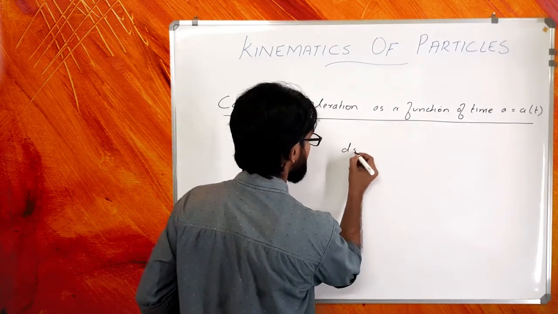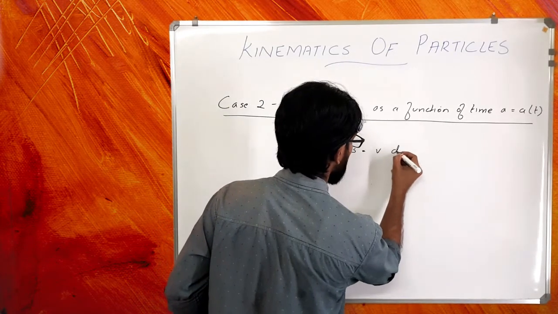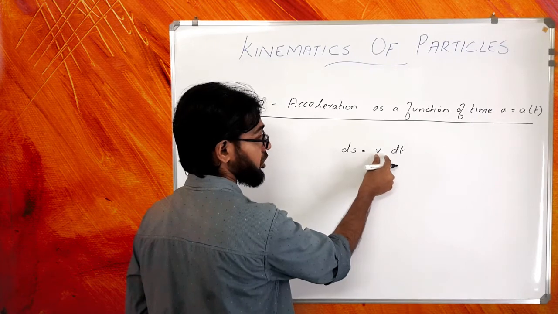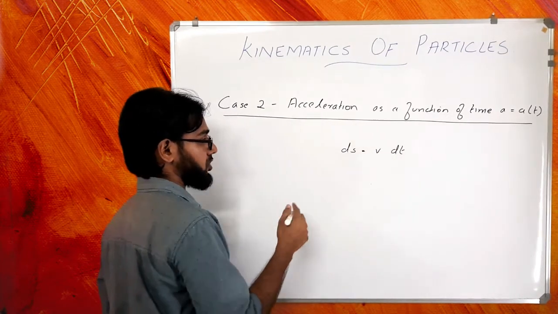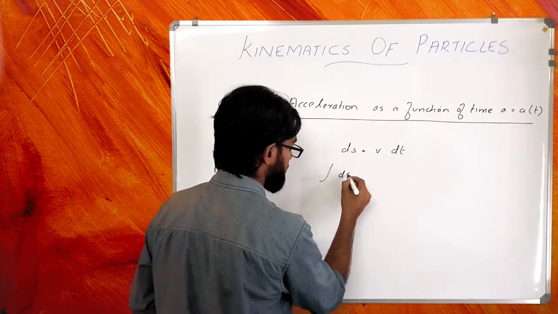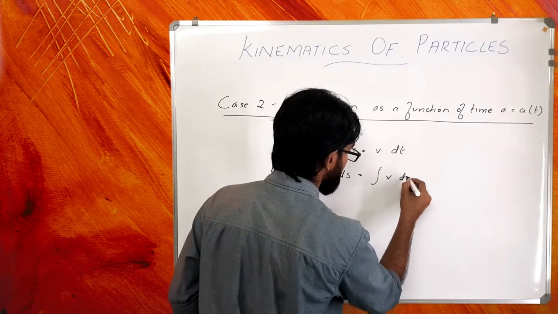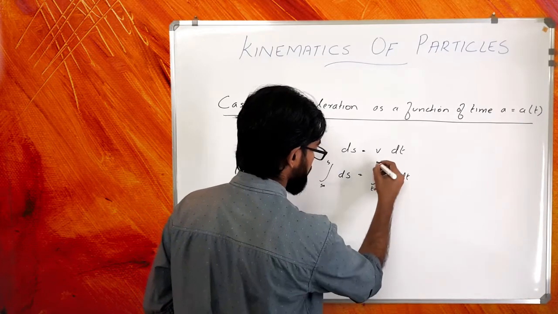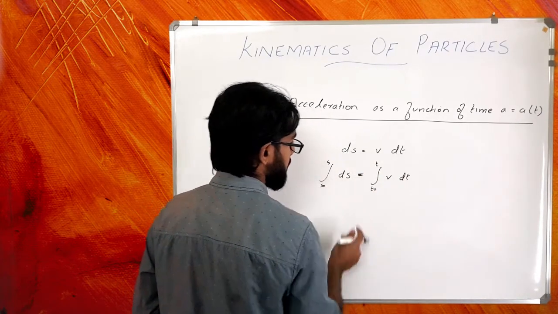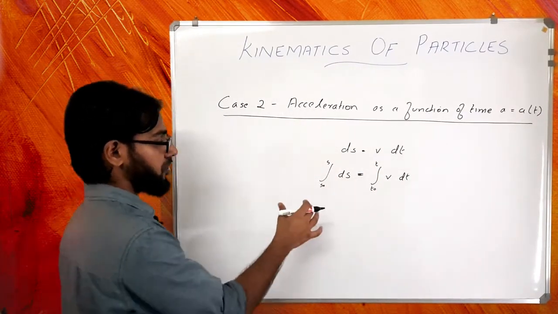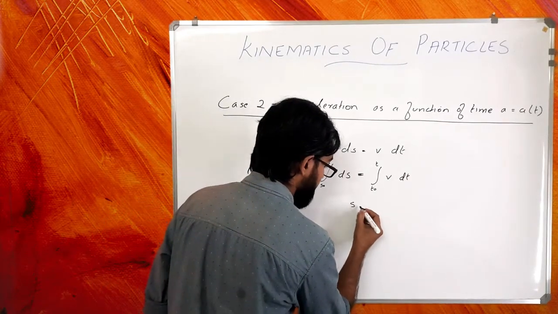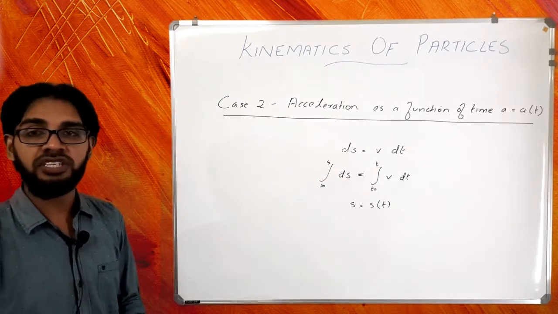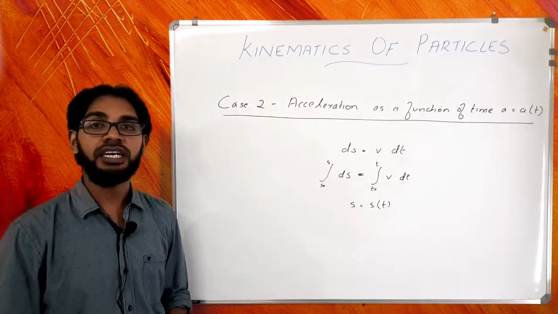Now the second equation, ds equals v into dt. Now remember, here velocity is a function of time as we have stated in the earlier equation. Now if I integrate it, on this side from s0 to s, and from t0 to t on the right side. Now if you solve this, we get the corresponding position as a function of time.